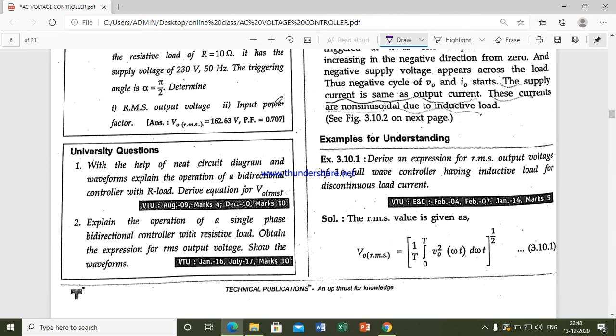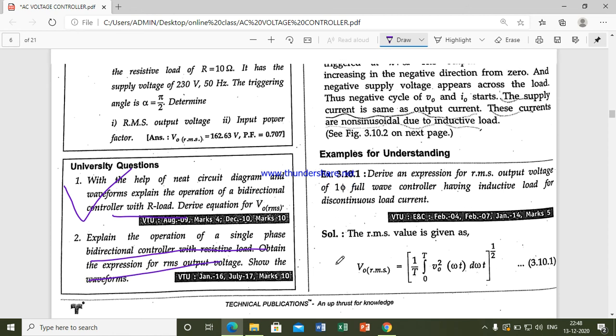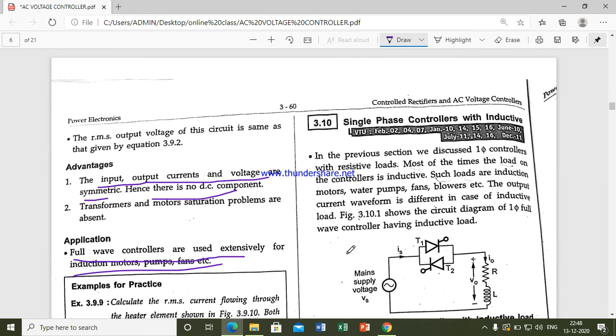So we'll see what university questions you may get from this section. With the help of a neat circuit diagram and waveform, explain the operation of a bidirectional controller with R load. Explain the operation of a single phase bidirectional controller with resistor load, and obtain the expression. So we'll get this type of question. Next one is the single phase controller with inductive load. We'll see this concept in the next session. Thank you.